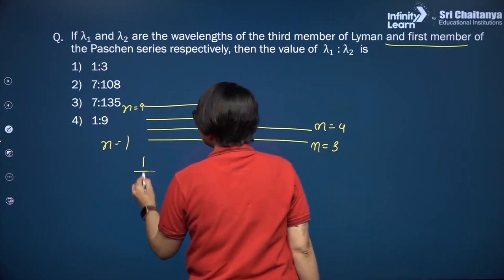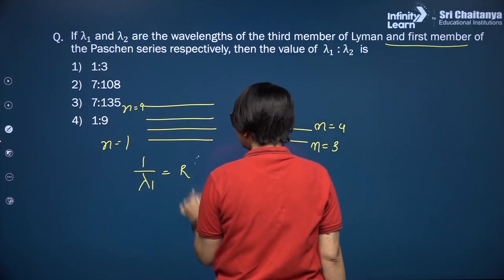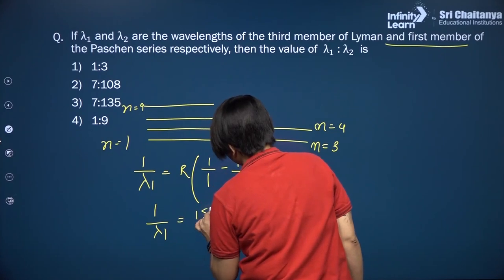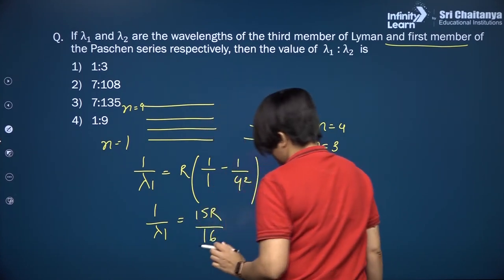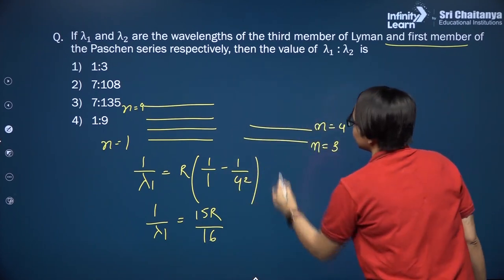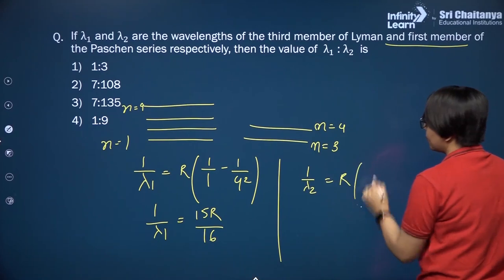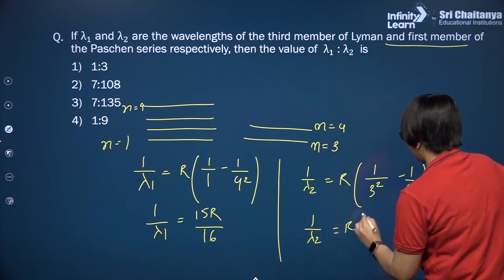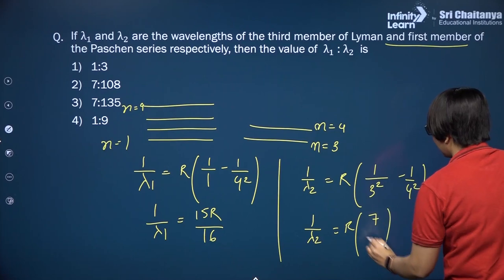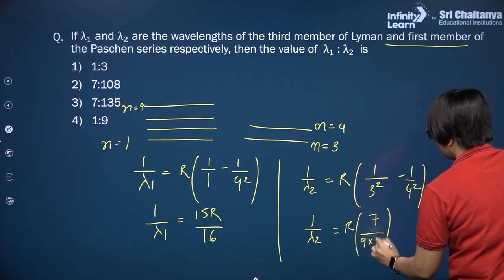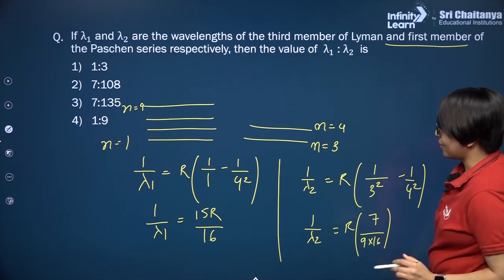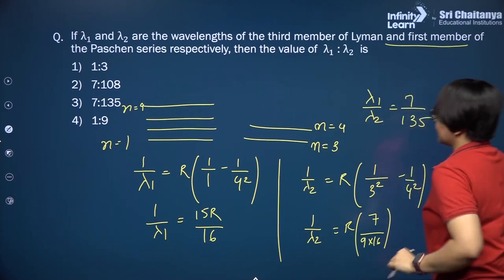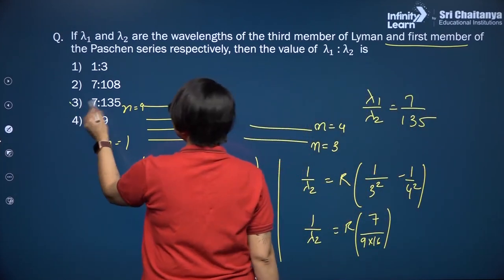So in that case, 1 upon lambda 1 is R into 1 upon 1 square minus 1 upon 4 square, so 1 upon lambda 1 is 15R upon 16, okay. And in this case, 1 upon lambda 2 is equal to R into 1 upon 3 square minus 1 upon 4 square, right. So 1 upon lambda 2 is R into 16 minus 9, 7 divided by 9 into 16, right. Okay. So we have lambda 1, we have lambda 2. When we divide it, we will get the ratio lambda 1 upon lambda 2 as 7 upon 135 over here. So the correct answer is option 3.